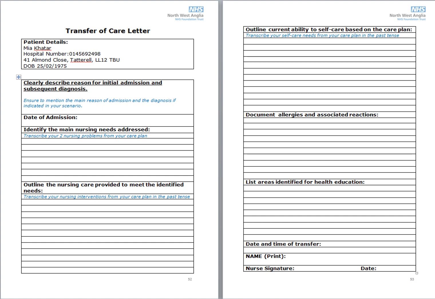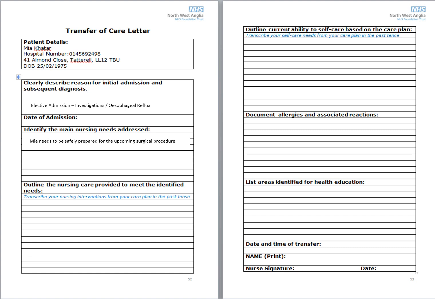So looking at the inside of the transfer of care letter, we're going to start by describing the reason for initial admission and subsequent diagnosis. And this information can be found on the admission booklet on the top. Make sure you copy both of them. Both the reason for initial admission and the diagnosis. The next thing is going to be the date of admission. Now be really careful here not to jump ahead and start transcribing the nursing needs, because that's when things get missed and then you failed because you forgot to write down the date of admission. So date of admission would be today.